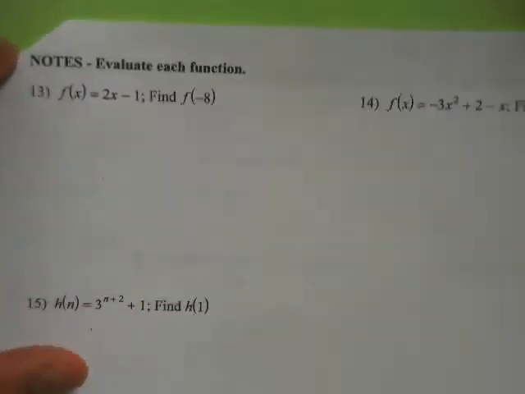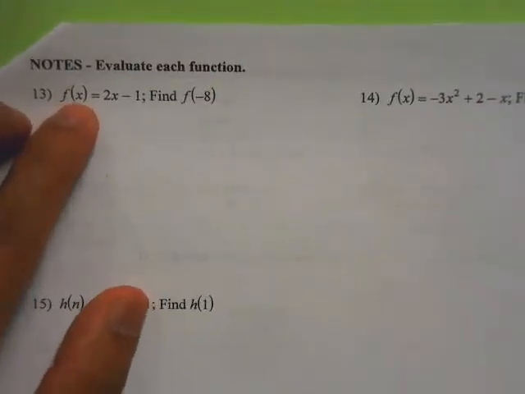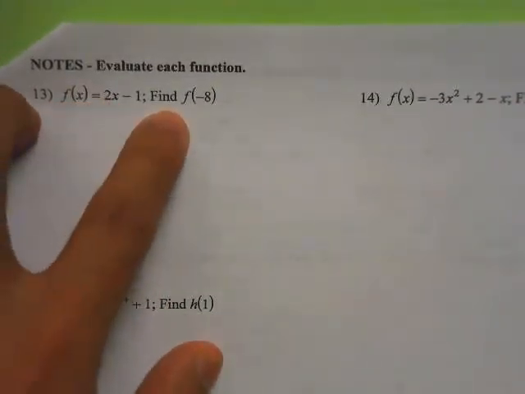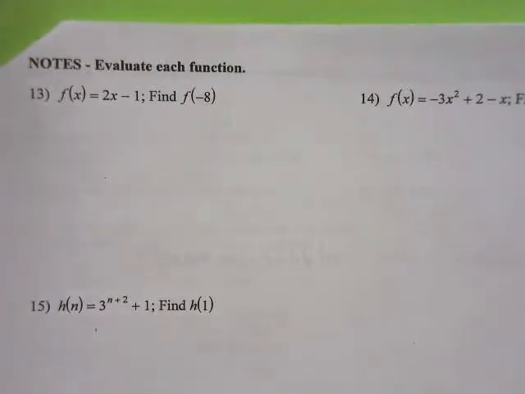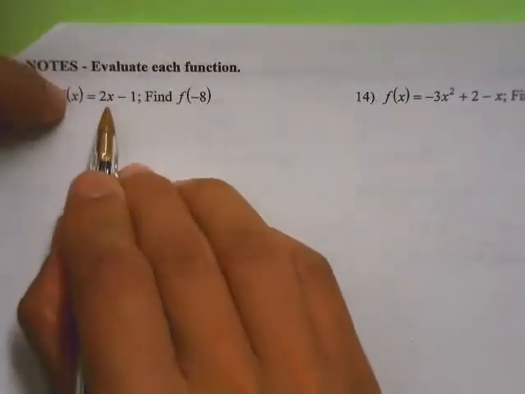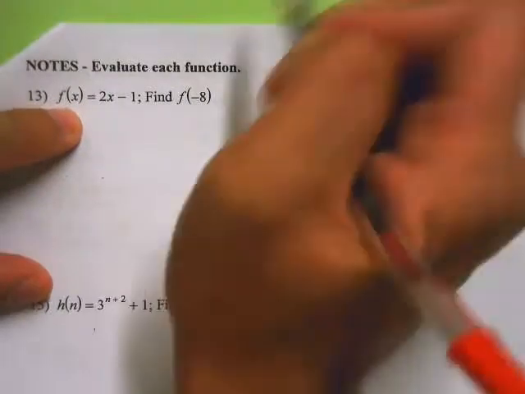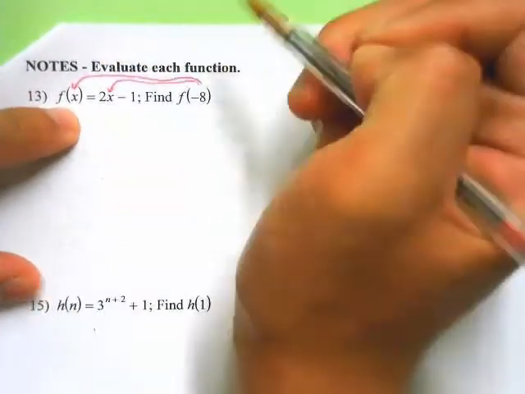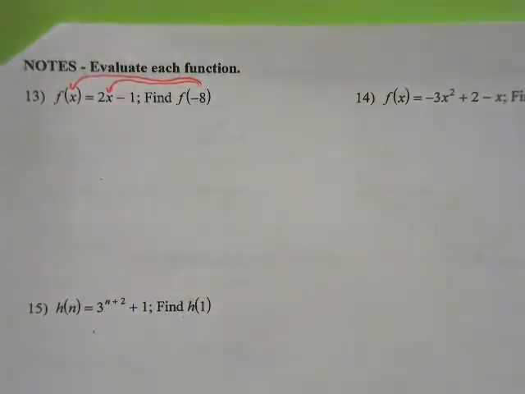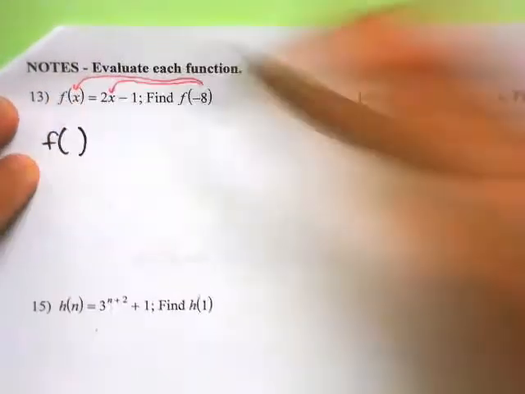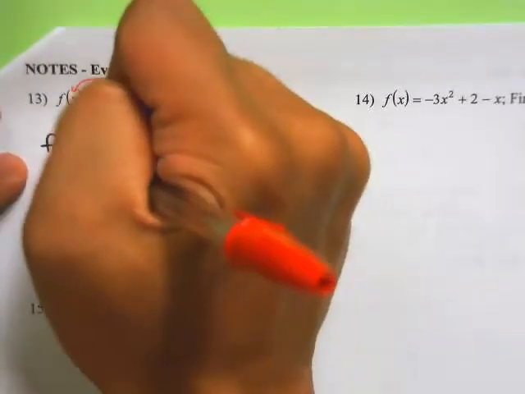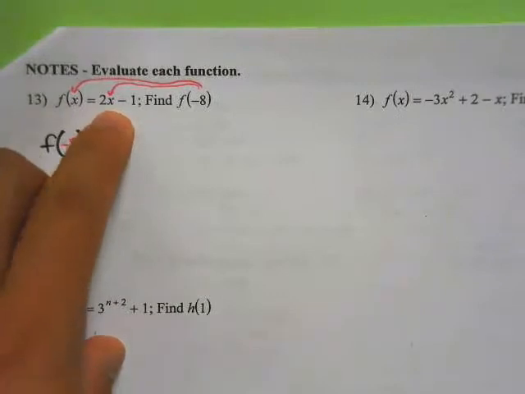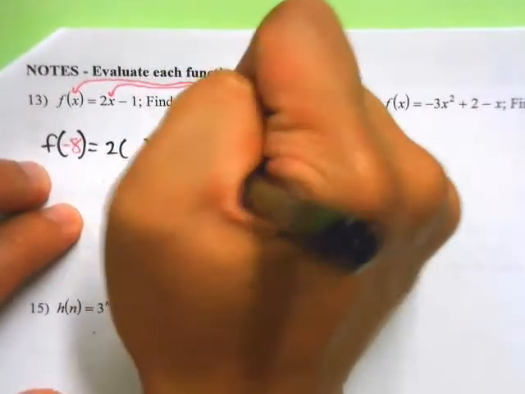Let's take a look at 13. F of x is equal to 2x minus 1. Find f of negative 8. So what we're really doing is all the x's that we see, we're just going to plug in negative 8. So again, we are only plugging in, substituting. Okay? So f of negative 8, we're just telling this machine, this function, plug in negative 8. That's it, which you've been doing already.